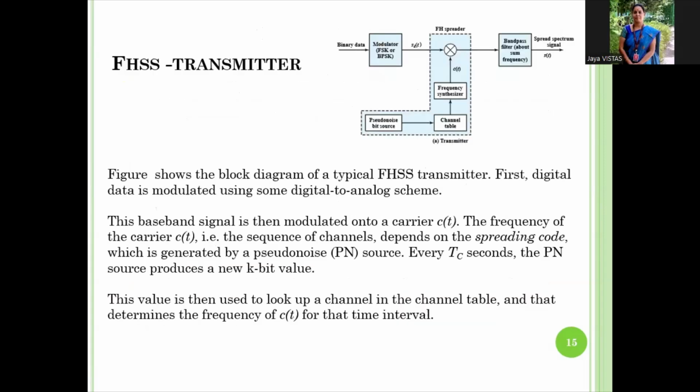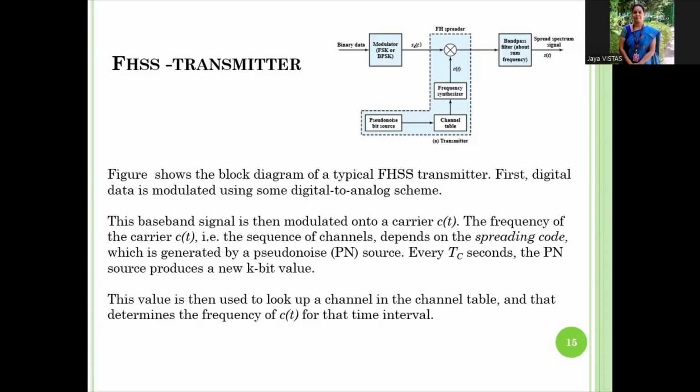So this is the frequency hop spread spectrum transmitter. Here the input is binary data. It is applied to the modulator, that is frequency shift keying or binary shift keying. Then it is applied to the frequency hop spreader. In the frequency hop spreader, there is a mixer, frequency synthesizer and channel table, then the pseudo random bit source. After that comes the band pass filter, and the output is the spread spectrum signal, S of t.